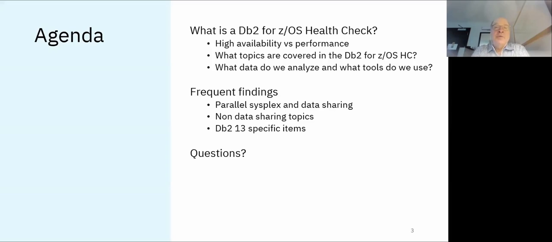And then we're going to step through some of the topics that we look at, not only talk about some recommendations, but also describe the sorts of things that we think about and look at when we work with customers. So obviously for availability, we care about parallel sysplex and data sharing, but we have a number of non-data sharing topics that are important to look at, as well as a few DB2 13 specific items.